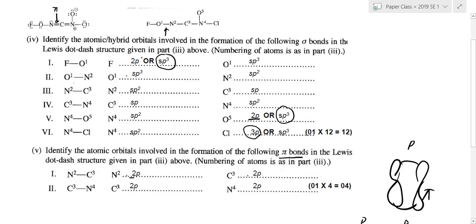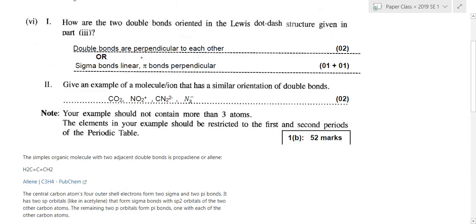Likewise, you have to remember. These are very easy questions. How are the two double bonds oriented in the Lewis dot dash structure? That is a very important one. This wasn't asked for years. How are the two double bonds oriented in the Lewis dot dash structure given in part 3?